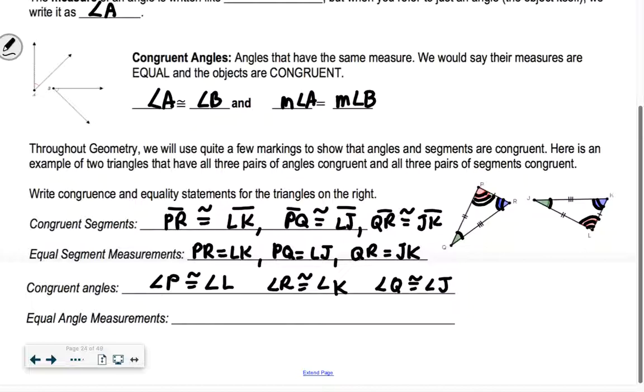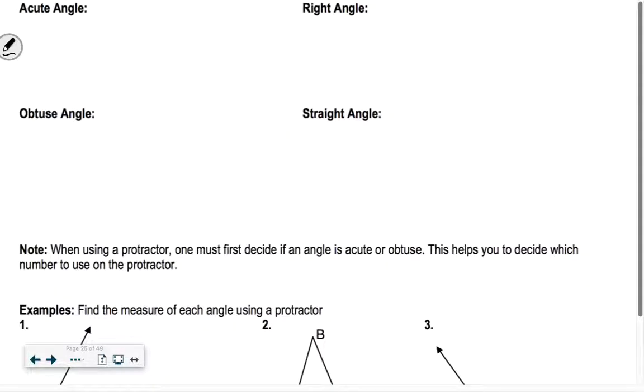And then equal angle measurements, we would just say the measure of angle P is equal to the measure of angle L. The measure of angle R is equal to the measure of angle K. And the measure of angle Q is equal to the measure of angle J. So we're picky. We're very, very precise in geometry. All right, so let's try some problems.